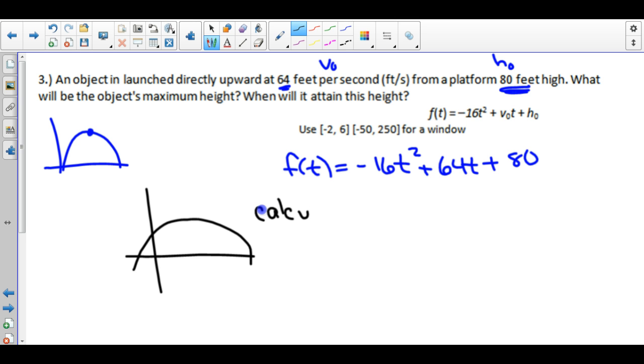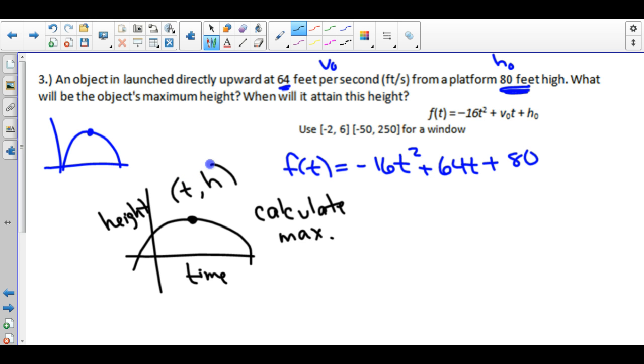So I'm going to write this down. We want to calculate the max because we want to know what the maximum height is, and we want to know what the time is when we get there. If you think about the graph, your height is modeled on the y-axis and the x-axis is time. So the x value of this coordinate will be the time that it takes to get to your y coordinate, which is the height. That's what it wants in both of these questions: what will the maximum height be, and when will it attain it? So if we just solve for this maximum, that's going to answer both of our questions.